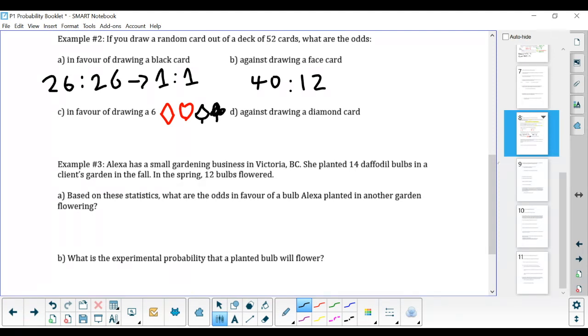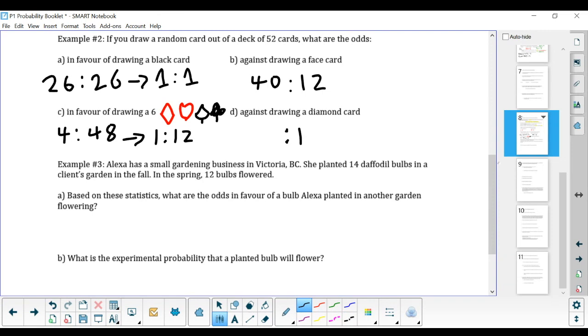So we have 4 possibilities in favor of drawing the 6, and we're going to compare that to the 48 possibilities where you don't draw 6. Now we can simplify that 4 to 48 by dividing both sides by 4, and this would give me 1 to 12.